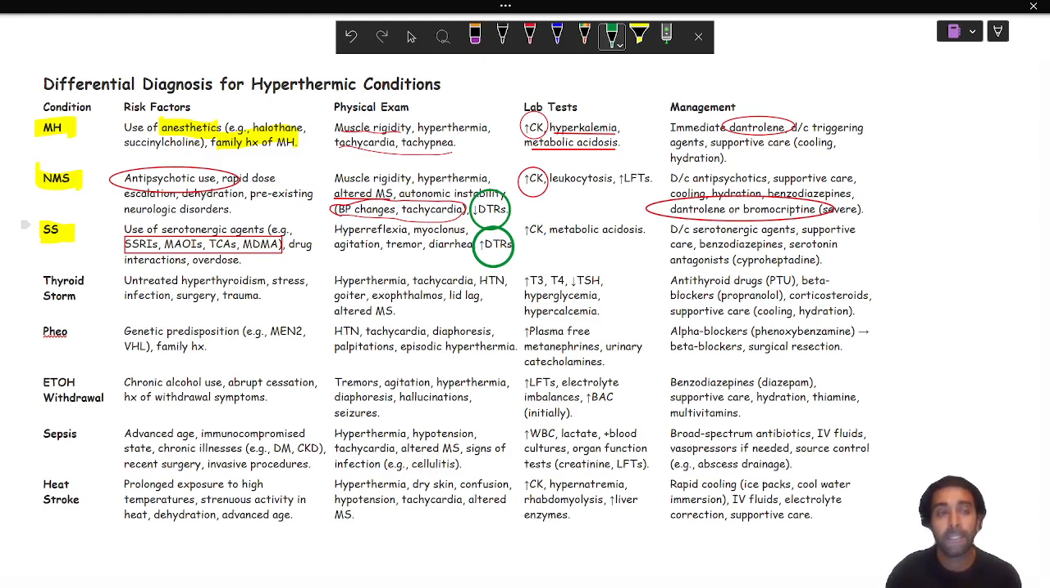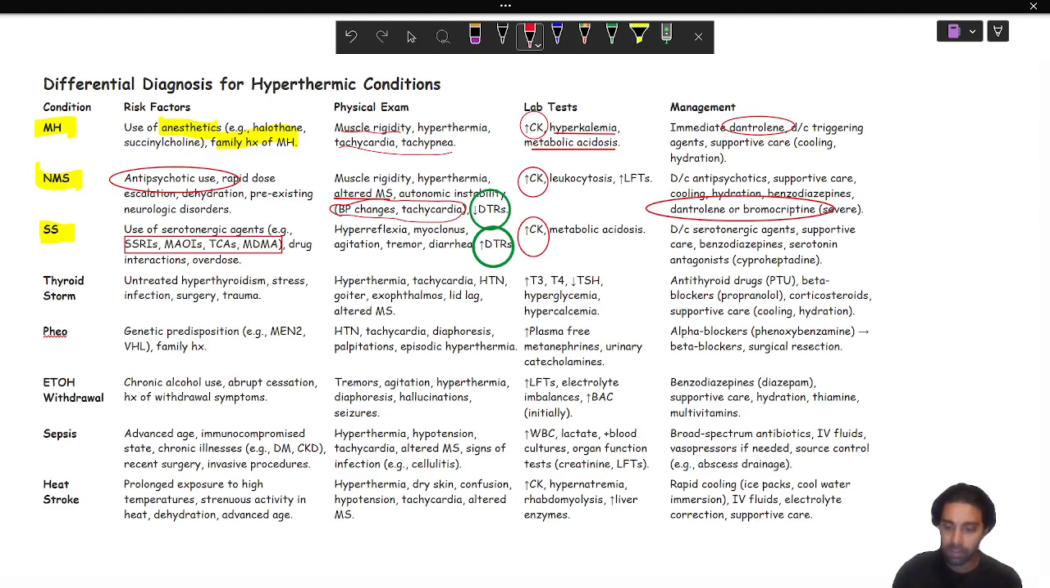If you can't tell the difference between serotonin syndrome, neuroleptic malignant syndrome, malignant hyperthermia, think about DTRs. Okay, DTRs might be normal in malignant hyperthermia, low in NMS, and high in serotonin syndrome. Okay, you're also seeing, again, a lot of these are going to have very similar findings with CK. So it might be elevated in a lot. We'll see if it's normal in some, and I'll try to figure that out with you, okay?